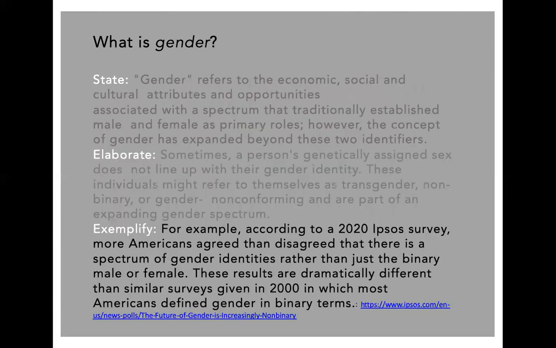Now we're going to give an example. For example, according to a 2020 Ipsos survey, more Americans agreed than disagreed that there is a spectrum of gender identities rather than just the binary male or female. These results are dramatically different than similar surveys given in 2000, in which most Americans defined gender in binary terms. Now notice here that I've added a reference because I was talking about the Ipsos survey and I wanted to make sure that I put a reference in there for that.